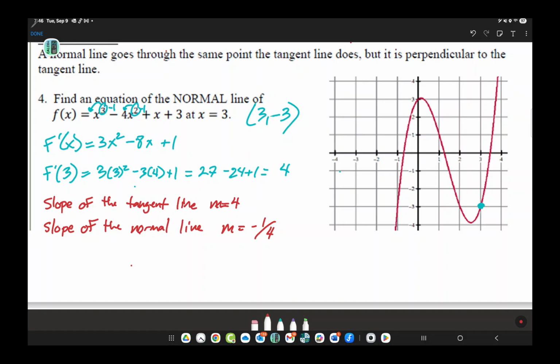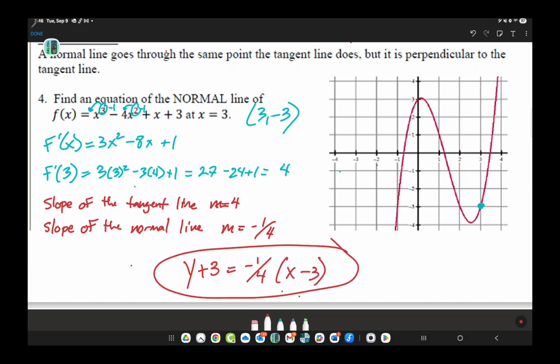So again, just put this in point slope form. Y minus the y value, which is -3, so plus 3, is equal to -1/4 times x minus the x value. And that's it. There's your equation. You are not going to get a lot of questions that are going to tell you to put this in slope-intercept form. So you're going to need to get pretty comfortable with point-slope form.